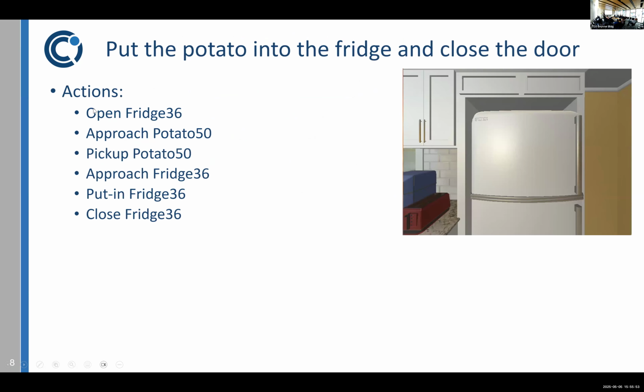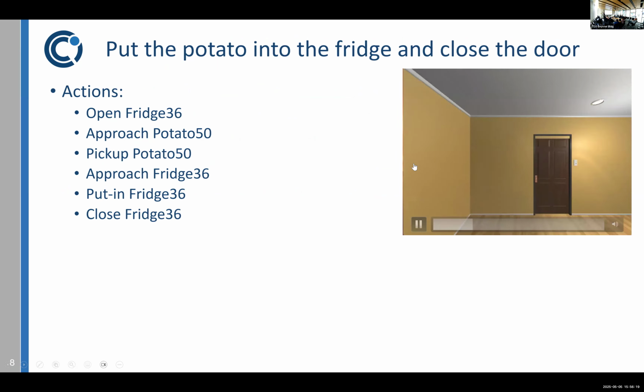And so here's an example. We're going to move the potato into the fridge and close the door. It's just simple so we can walk through it. The actions it will perform are open the fridge, approach the potato, pick up the potato, approach the fridge, put it in the fridge, and then close it. You'll notice I have these numbers associated with the objects. That means we're getting that exact object. We're using that as a simplification at this point in the talk, so we don't have to refer to grounding issues.